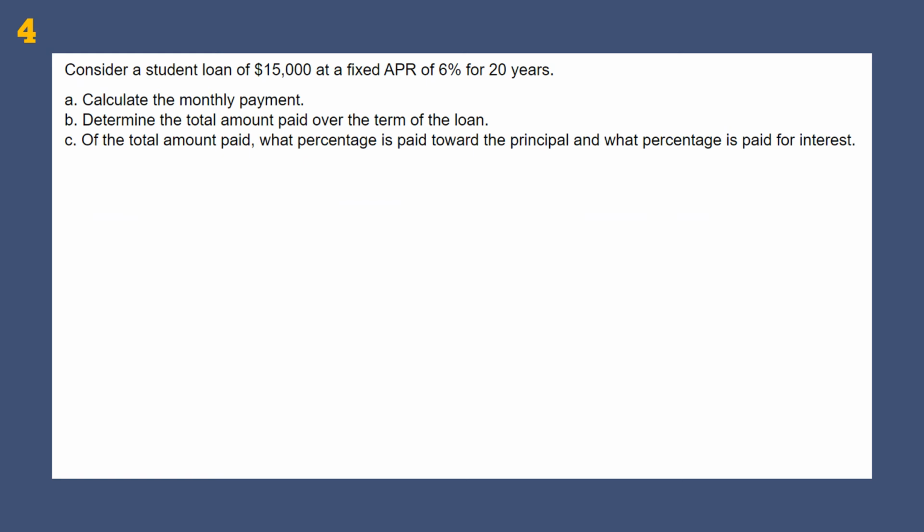Calculate student loan of $15,000 at a fixed APR of 6% for 20 years. Okay, so we start with $15,000. That is our principal.